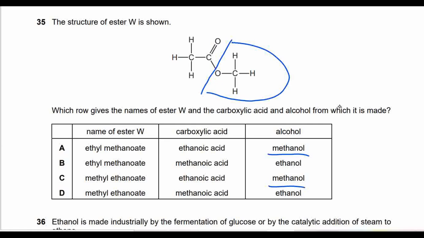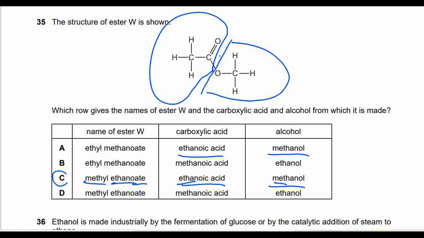Now this part belongs to carboxylic acid. There are 2C, so ethanoic acid. Both are the same. Now the name has to start with the alcohol name. So methanol becomes methyl. Then the ATE, we get it from ethanoic, methyl ethanoate. So this is C for 35. Methyl is from the alcohol. Ethanoate is from the carboxylic acid. So we hope it's clear.